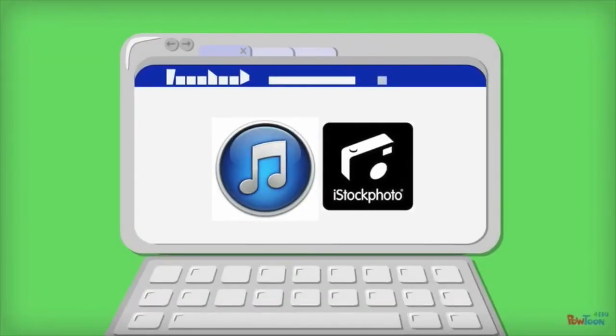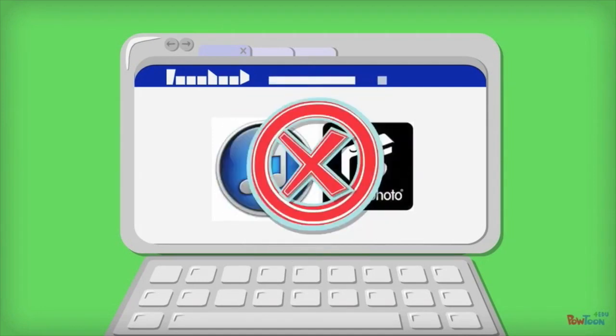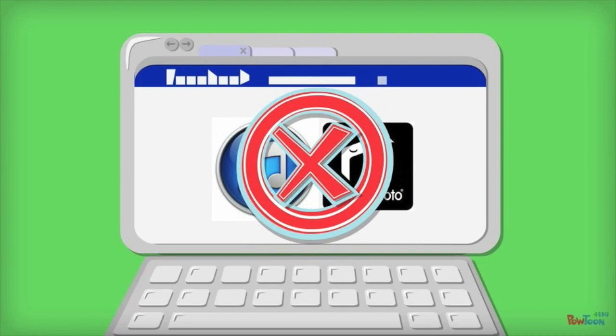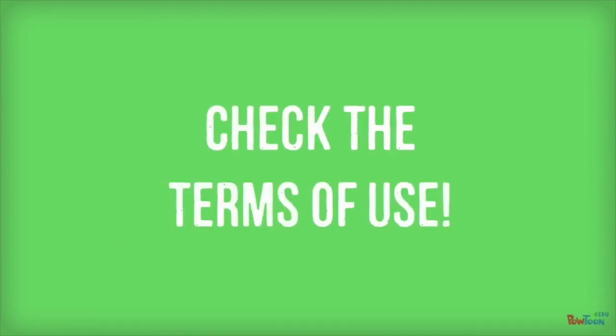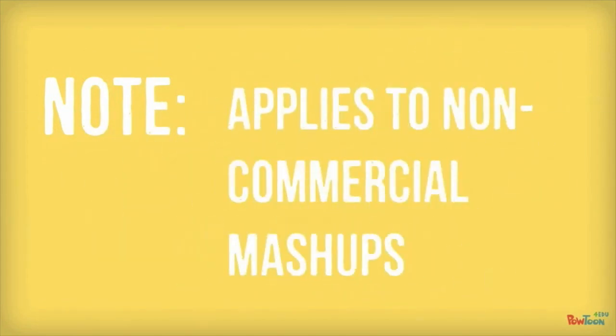If you purchase the material through a contract, like with iTunes or iStock Photo, that contract might prevent you from using the item in a mashup, so check the terms of use you agreed to. And please note, this new law applies to non-commercial mashups. If you're selling or promoting something, then you'll have to pay to license all the content you want to use.